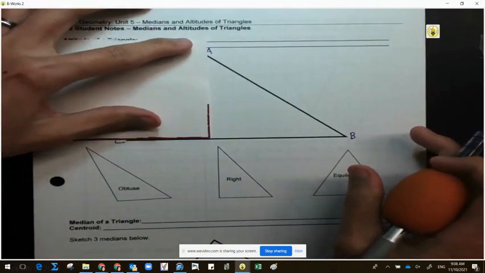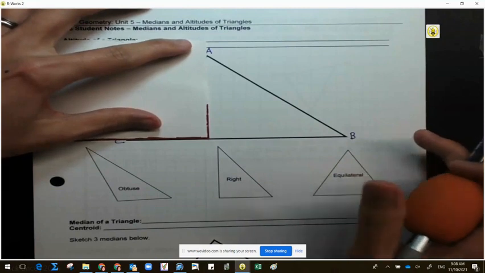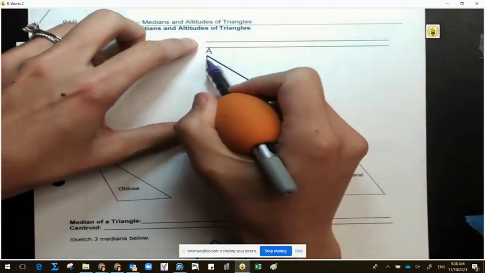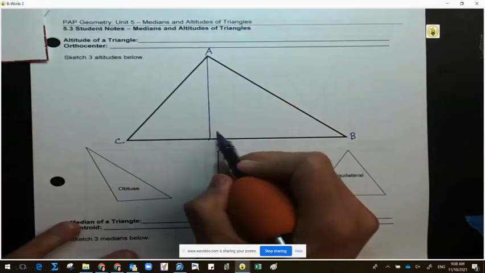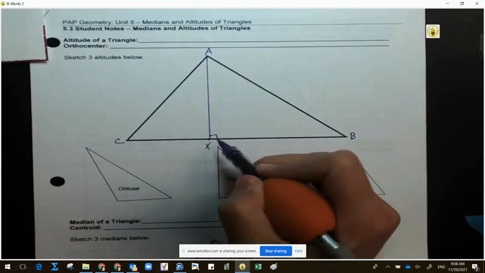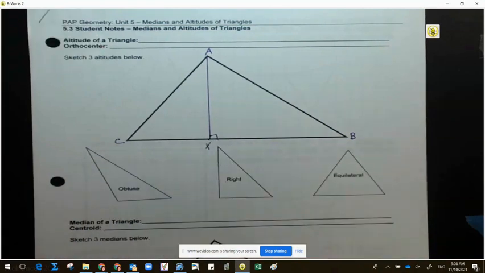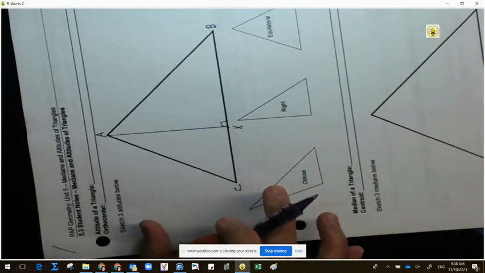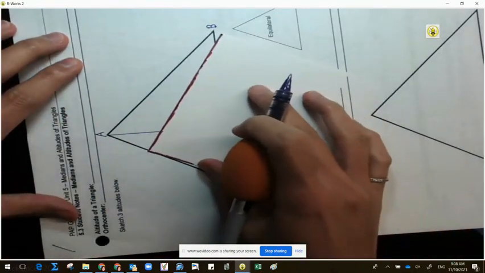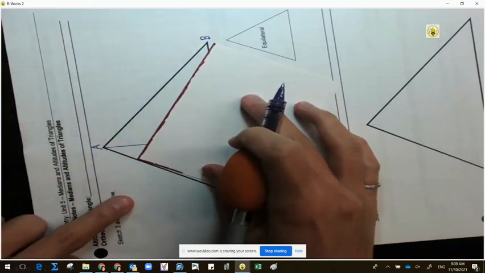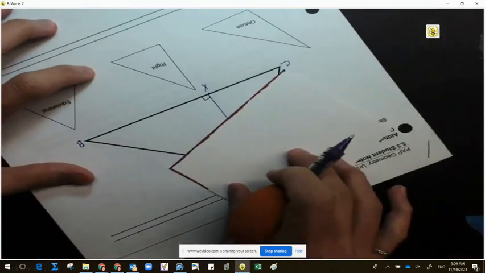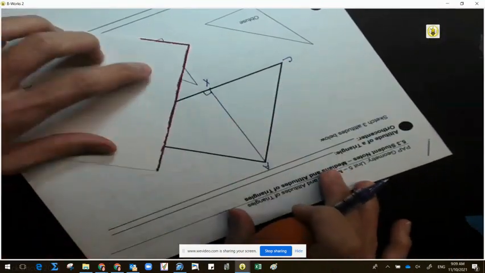So I'm going to touch my vertex A and my opposite that is perpendicular. My opposite is CB. And there's my altitude. Let's call that X. And then let's go ahead and make another one. I can either use AB or AC. I'm going to see if AC is going to work. AC from angle B, opposite that is perpendicular. Would AB work better? Oh, AB is going to work out better, so I'm going to use AB.